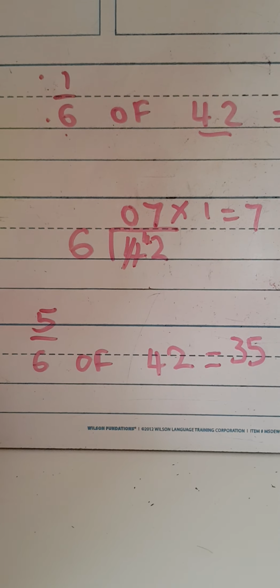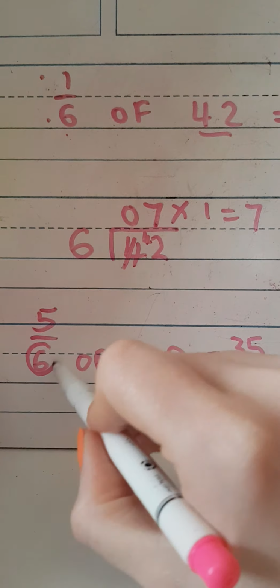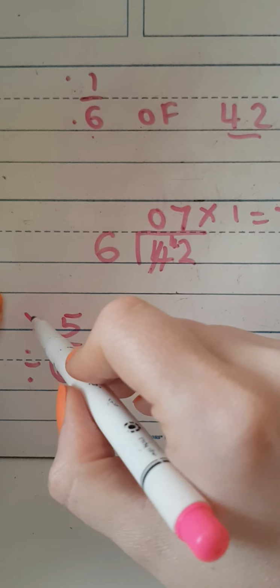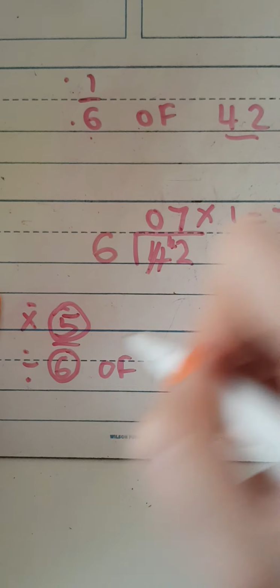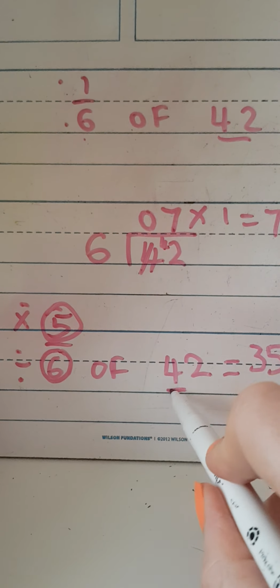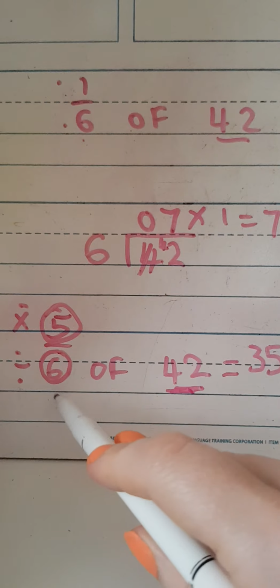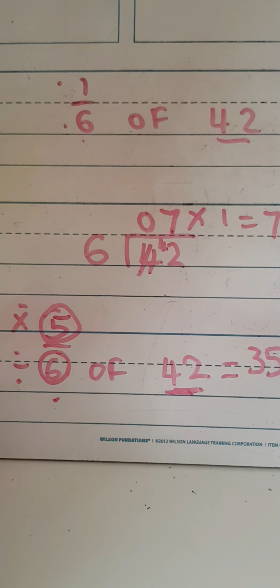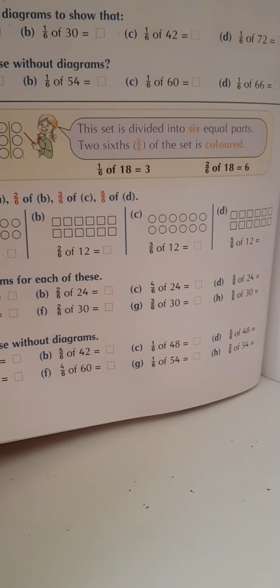So you need to divide by the bottom, whichever number is on the bottom, and you multiply by the number on the top. So it's the big number. You divide that by the bottom and then you multiply the answer by the top. If it's a 1, you don't have to do anything, so that's really handy.